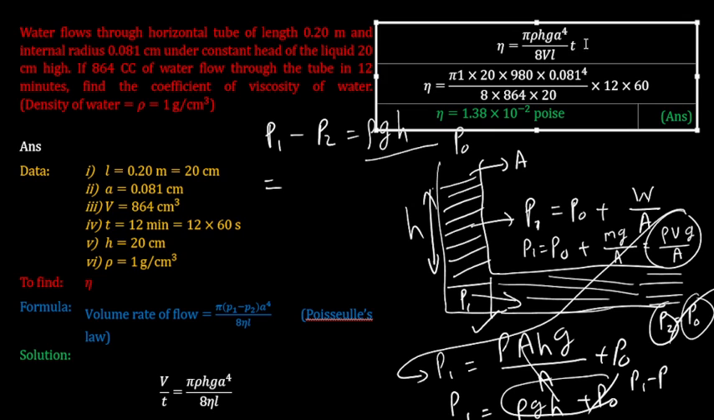Now all the quantities on the right hand side are given in the data. We simply substitute and obtain eta in poise. Poise is the CGS unit of viscosity. Before writing the unit of eta, we must note that all the units in the quantities given are in CGS system. Length must be in centimeter, time in second, weight in gram, and then only we will get coefficient of viscosity eta in poise.